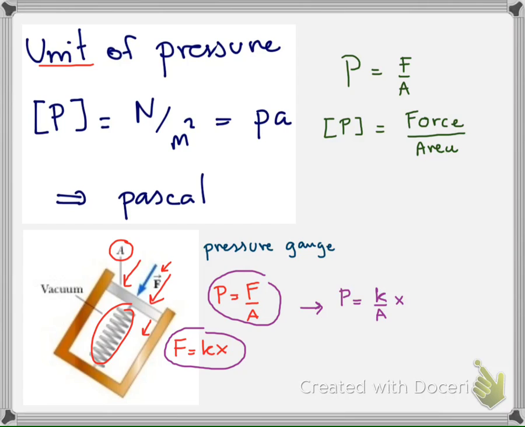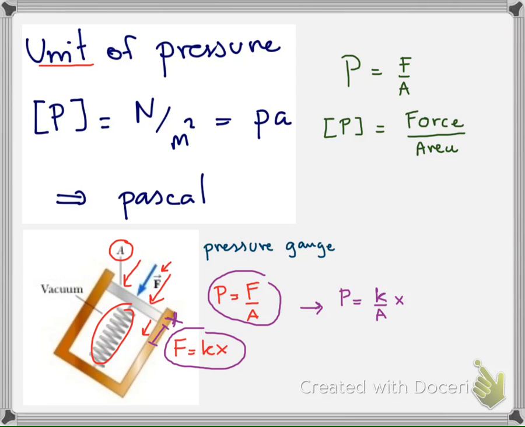Here, X is a compression of the spring. Okay, this is X, a compression of the spring. When the fluid exerts force on the spring, it compresses the spring by the amount of X. So you can see that the pressure is a linear function of X. So you can define the linear scale like a ruler on the pressure gauge.